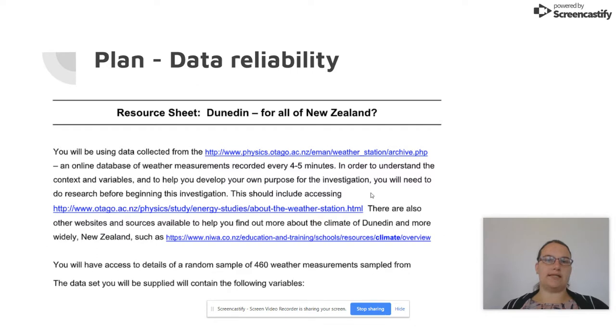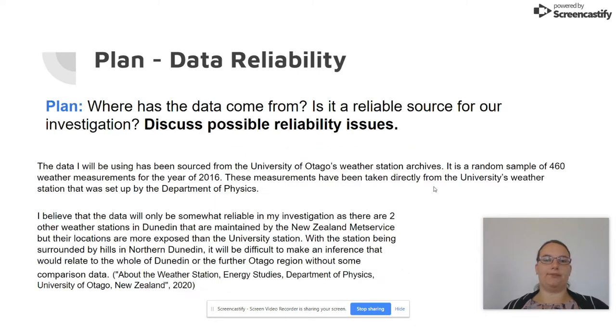So when I'm discussing data reliability, I'm only going to write a small part. I'm going to answer these questions. Where has my data come from? So we're just going to specifically say what we've got on the resource sheet. And we're going to discuss, is it a reliable source for our investigation? And we should discuss possible reliability issues.